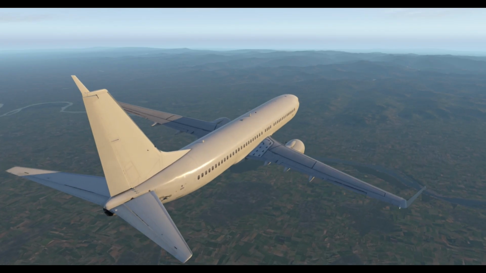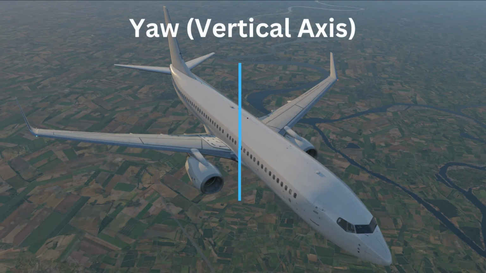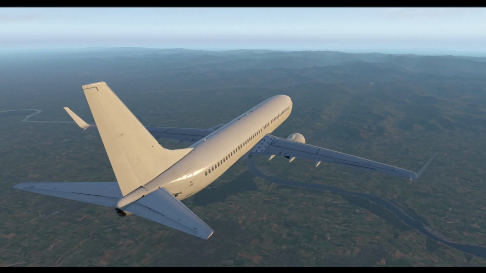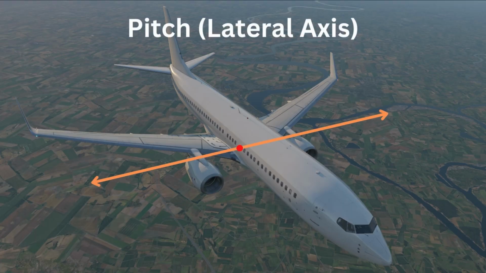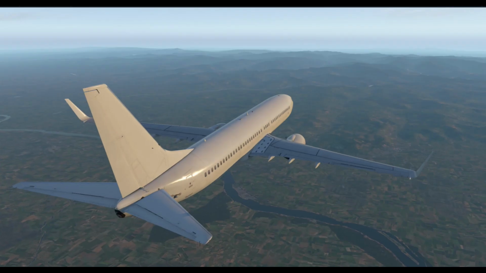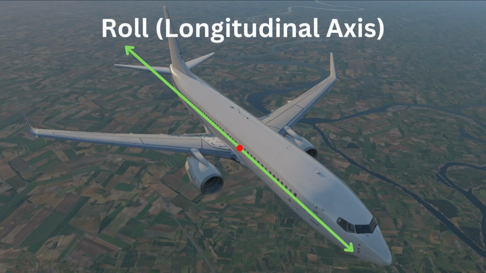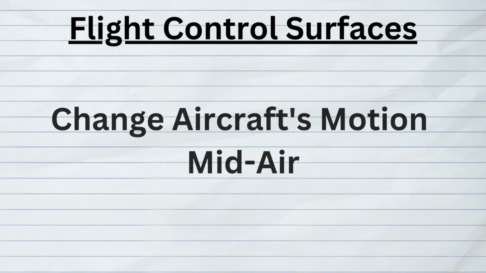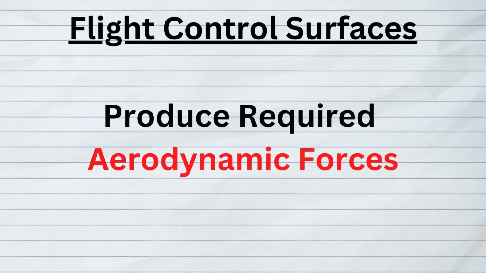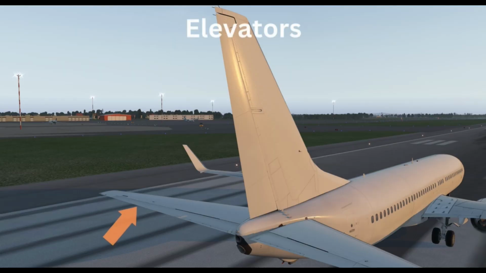Yaw is the motion of the nose from side to side, and is the vertical axis which passes exactly through the center of gravity. Pitch is the nose's vertical motion, and is the lateral axis that passes through the airplane's wings. Roll is the vertical up and down movement of the wingtips, and is the longitudinal axis, passing through the nose and tail of the airplane. The flight control surfaces are able to change the aircraft's motion mid-air by producing the required aerodynamic forces. The elevators produce pitching moment, while the ailerons produce rolling moment, and the rudder produces yawing moment.